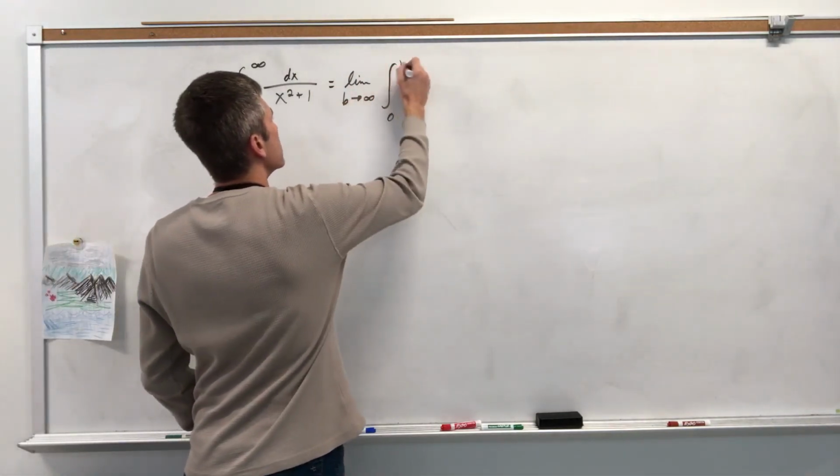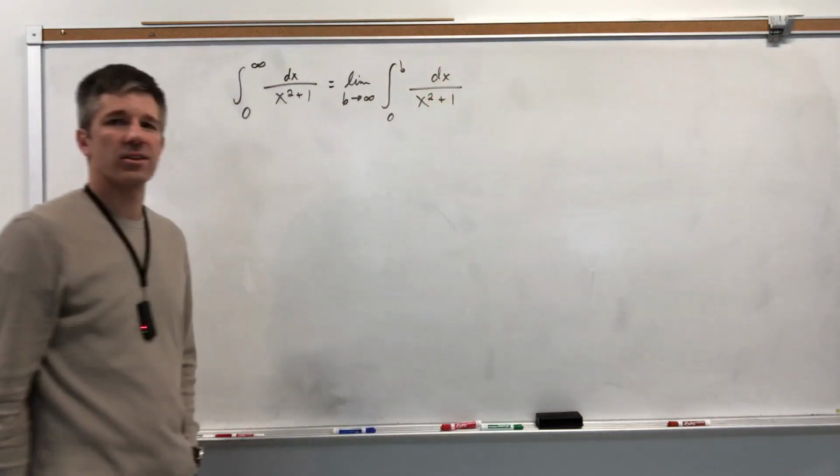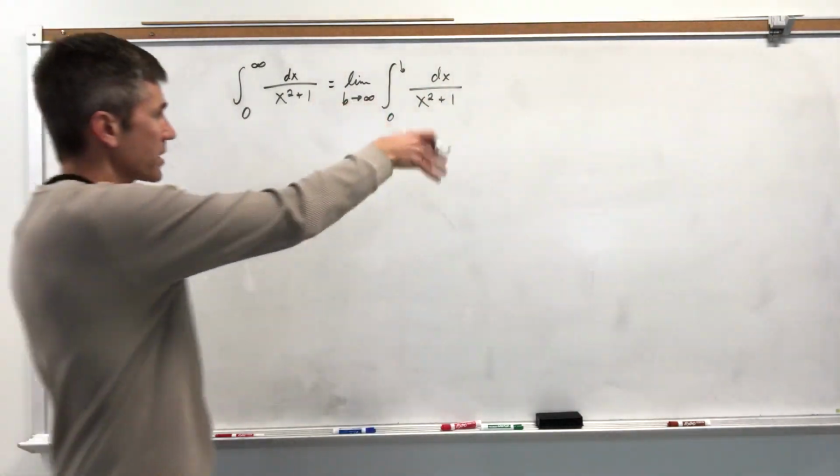And 0 to b, dx over x squared plus 1. All right, notice the dx is the numerator. Doesn't change anything. It can be off to the side. It can be the numerator.